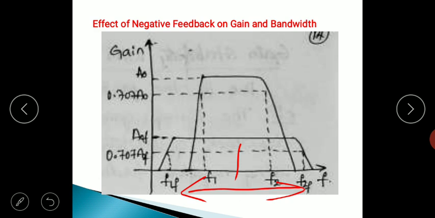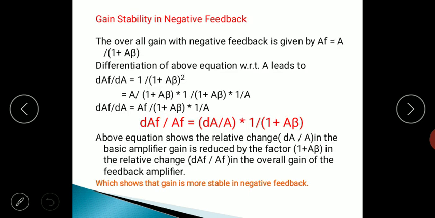Then the last concept in this voltage series negative feedback amplifier is how to prove that the gain is stable in negative feedback. Now in order to show that the gain remains stable in a negative feedback amplifier, we'll consider the gain of the negative feedback amplifier, which is given by AF equal to A by 1 plus A beta.